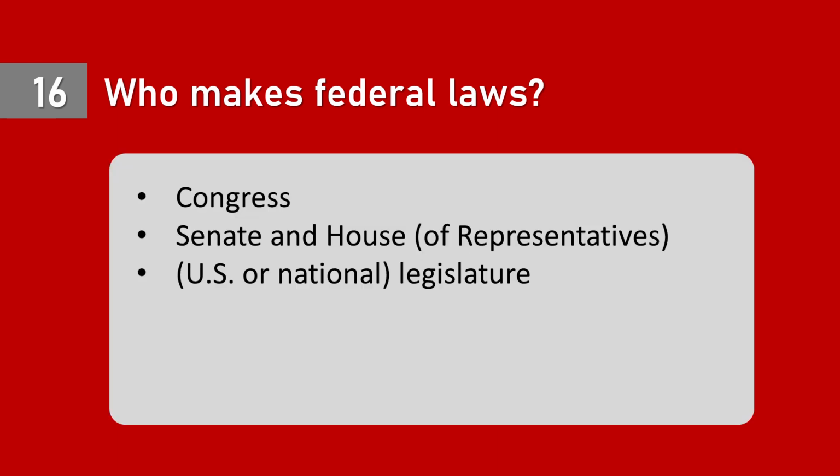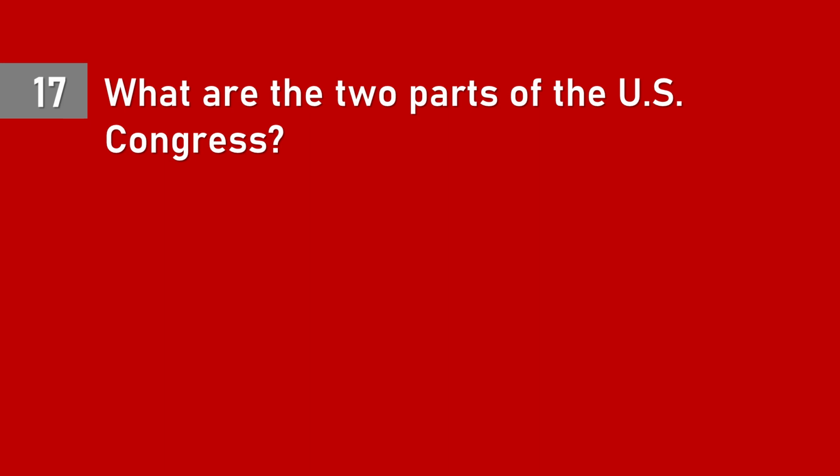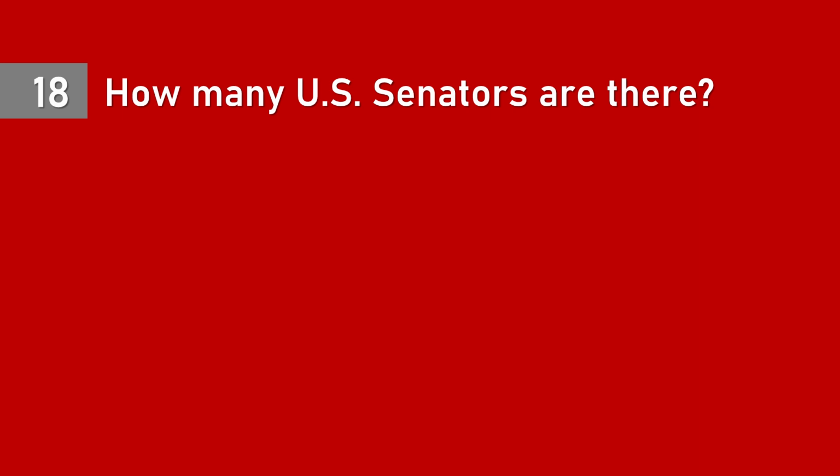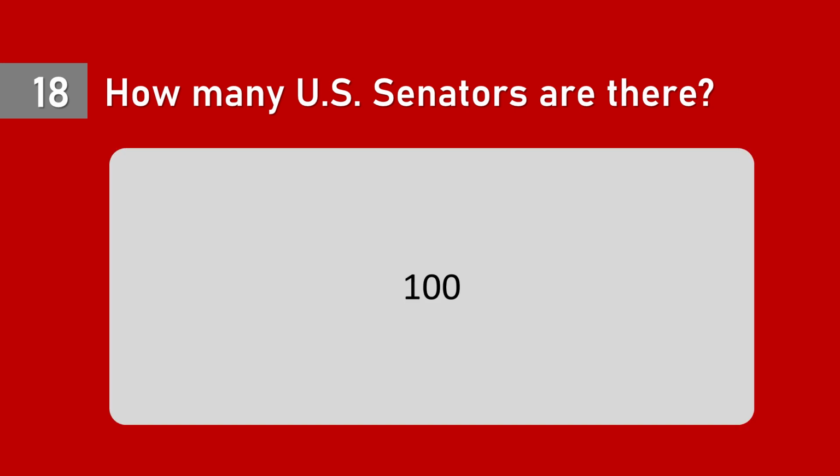Question 16. Who makes federal laws? Congress, Senate and House of Representatives, U.S. or national legislature. Question 17. What are the 2 parts of the U.S. Congress? The Senate and House of Representatives. Question 18. How many U.S. senators are there? 100.